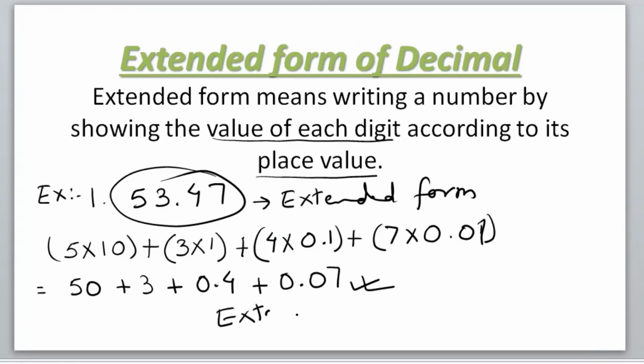Understand? So what is extended form? See here, we find the value of 5, that is 50. The value of 3 is 3. The value of 4 is 0.4. The value of 7 is 0.07. So in the extended form, we just have to find out the value of each digit according to its place value. Let's take another example.